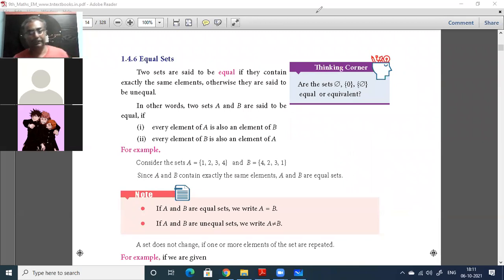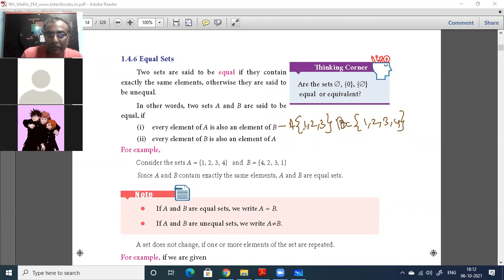So continue to read. In other words, two sets A and B are said to be equal if every element of A is also an element of B, and every element of B is also an element of A. Why is it defined both ways? Okay, I am giving one example. 1, 2, 3 and 1, 2, 3, 4. This is A, this is B.